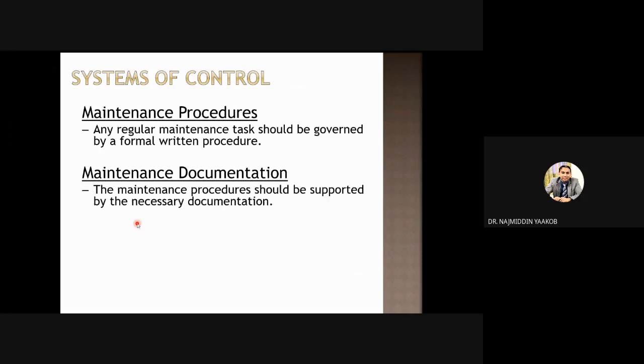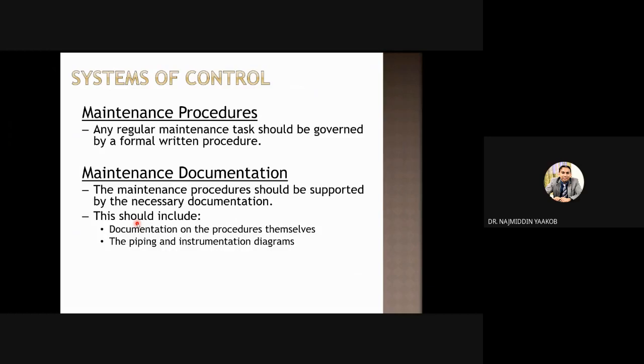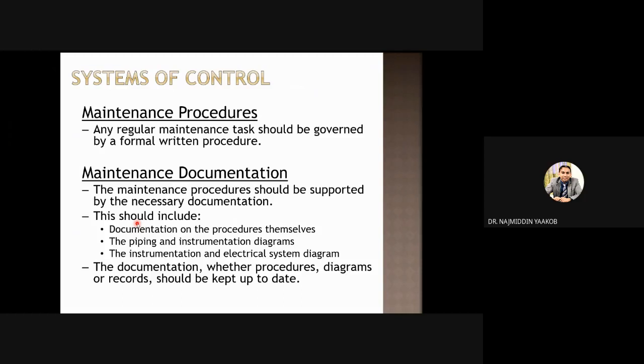You need to have a document supported by necessary documentation. It should include documentation on the procedures themselves, P&ID diagrams, instrumentation, and electrical system diagrams. The documentation, whether procedures, diagrams, or records, should be kept up to date.